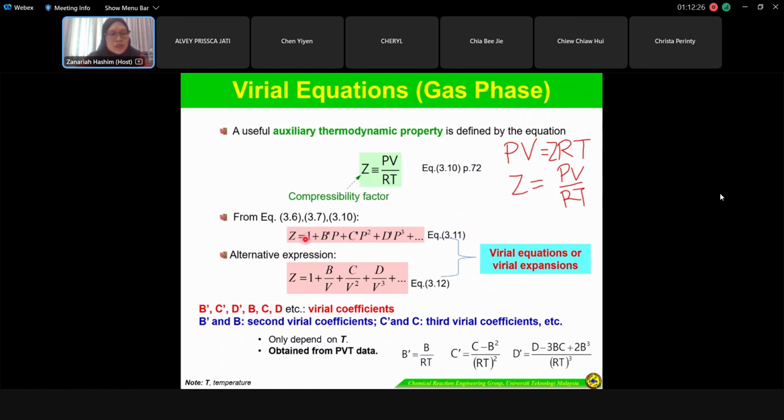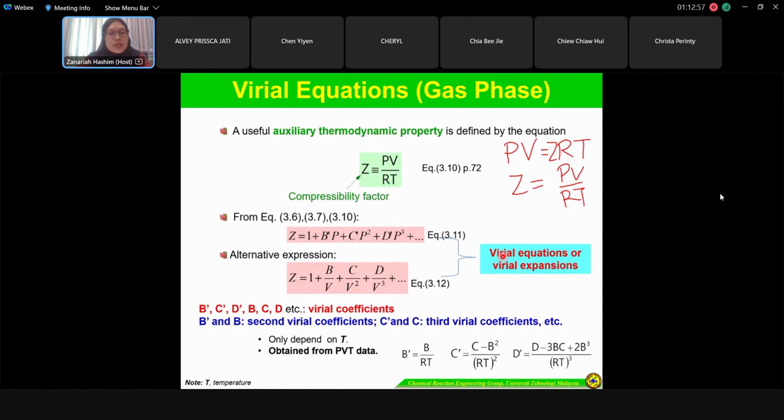Okay, Z equals 1 plus B dash P plus C dash P squared plus D dash P cubed plus dot dot dot. So this form of equation, you actually have P power 0 here, and then the next terms you have P power 1, P power 2, P power 3. This form of equation is what we call the virial equation or the virial expansion.